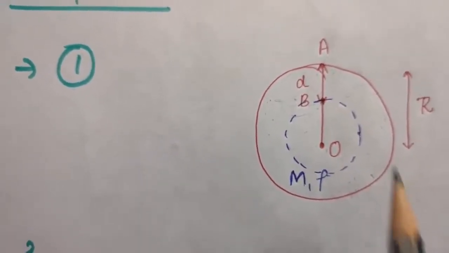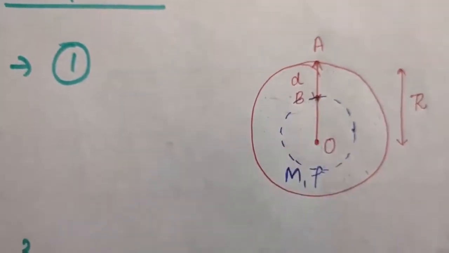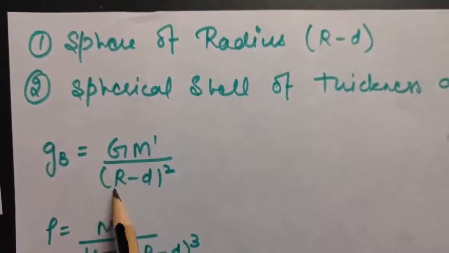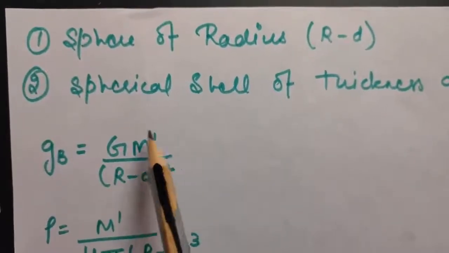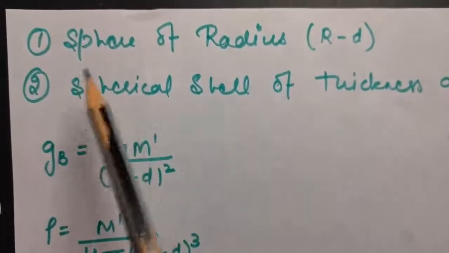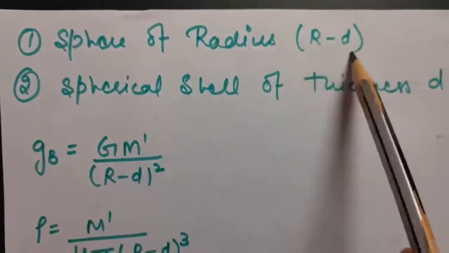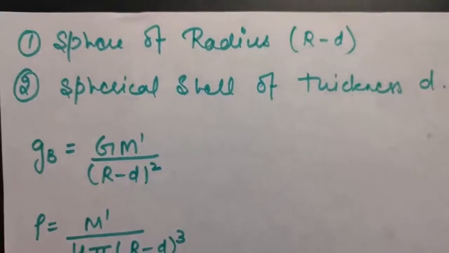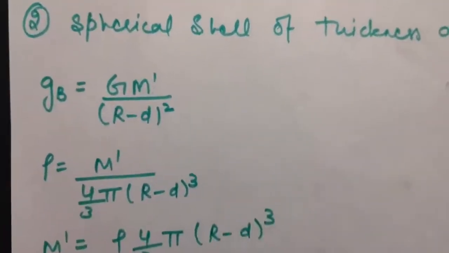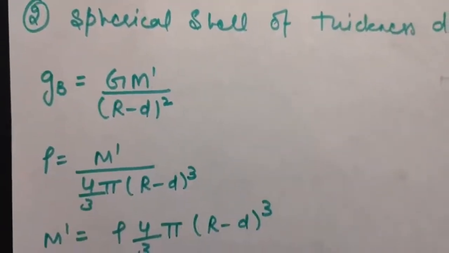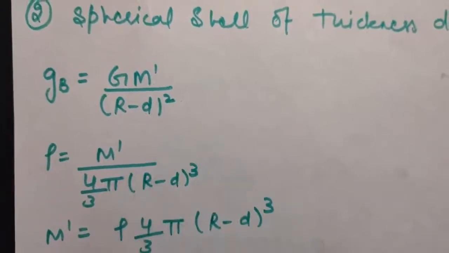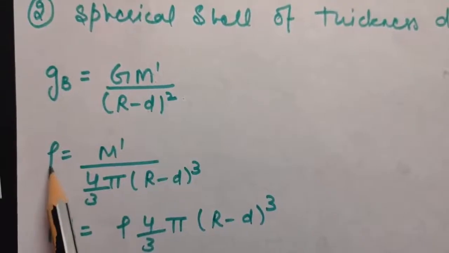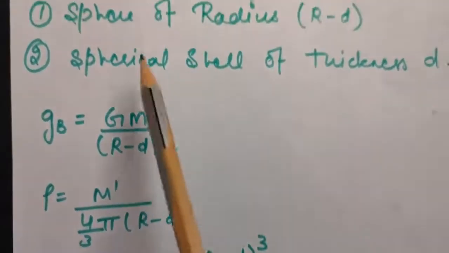So to calculate acceleration due to gravity at B, we will be writing GB to be GM dash upon r minus d whole square, where m dash is the mass of that sphere which has a radius of r minus d. So here I have just written the two parts in which we have divided our earth. Now by the same method as we have calculated GA, we will be further calculating GB. So first of all, we want to calculate m dash. For that, we will again consider the density of this sphere.